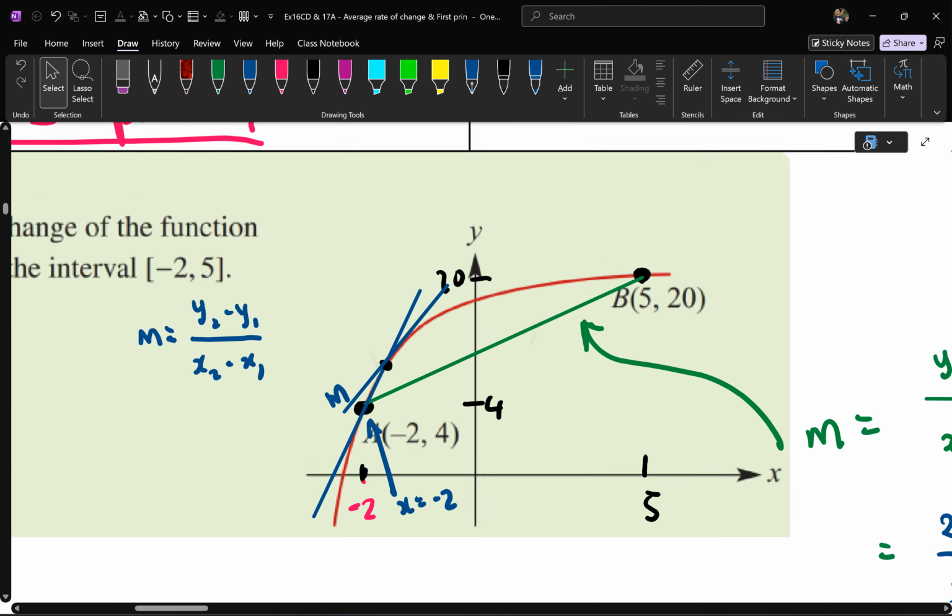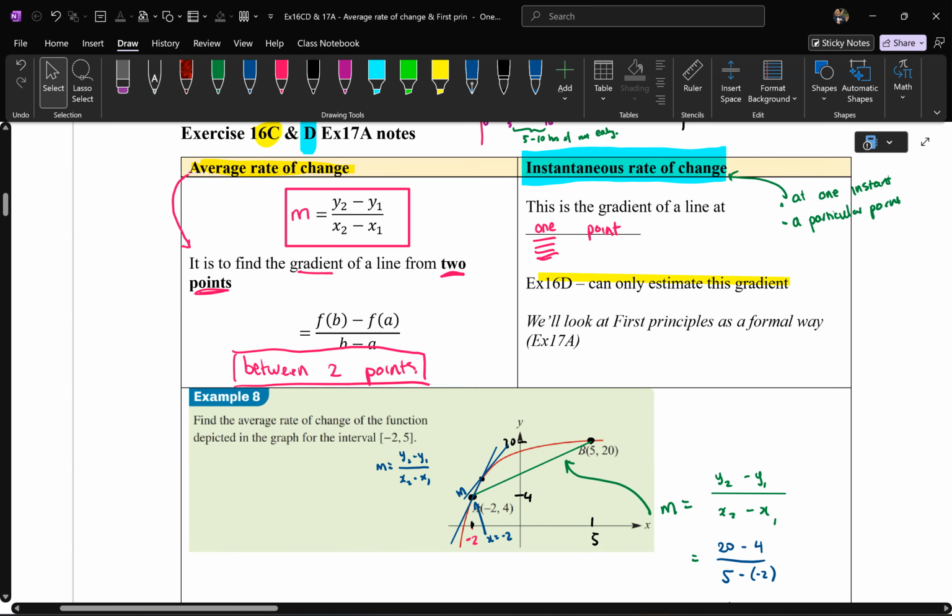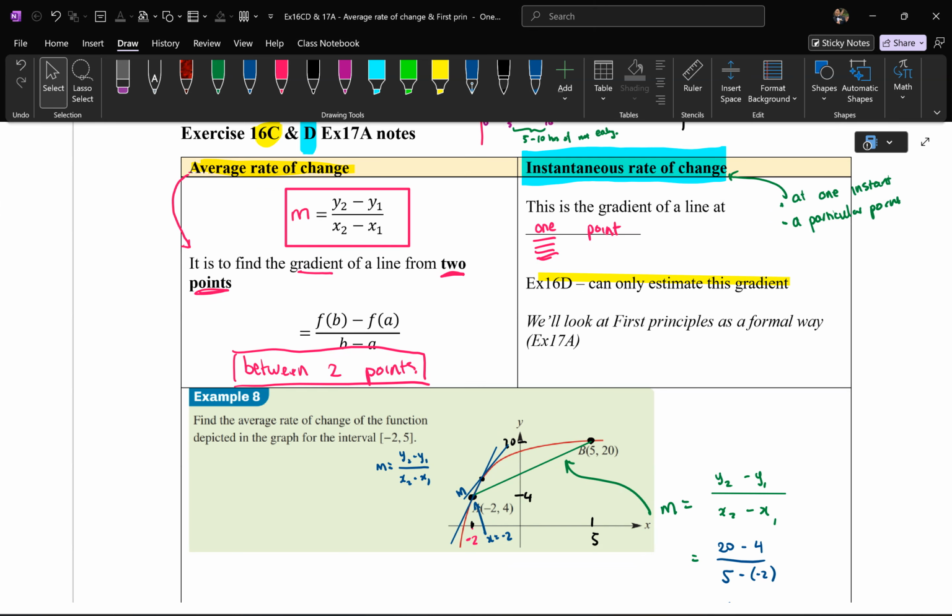Okay, so I'm going to zoom out and just get you to see the bigger picture. Average rate of change, year 9 stuff. That's your y2 minus y1, so 16C. 16D, you're trying to find the gradient at 1 point. Now the only way to do it in 16D is you estimate from the graph. You kind of look at it and say, yeah, it's roughly how much across and how much up. We're not doing that. We're going to move into 17A where I actually show you algebraically where the theory comes from.